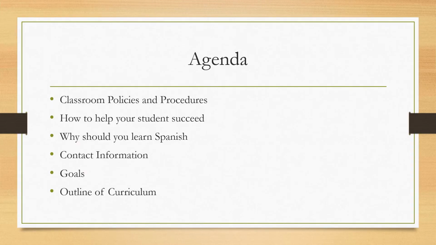This is the agenda for this presentation. We're going to go over the classroom policies and procedures. So basically what your student does every day in class, how he gets around Canvas, and how he gets to his assignments or their assignments, how to help your students succeed in Spanish, why you should learn Spanish, and contact information. Then we're going to get specifically into the goals and the outline of your curriculum, whether you're taking Spanish 1, Spanish 2, or beginning Spanish.